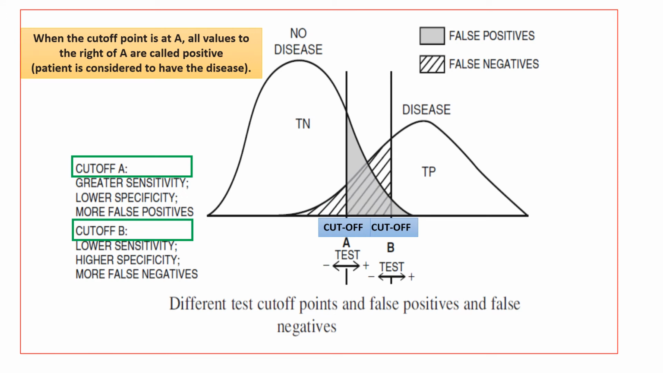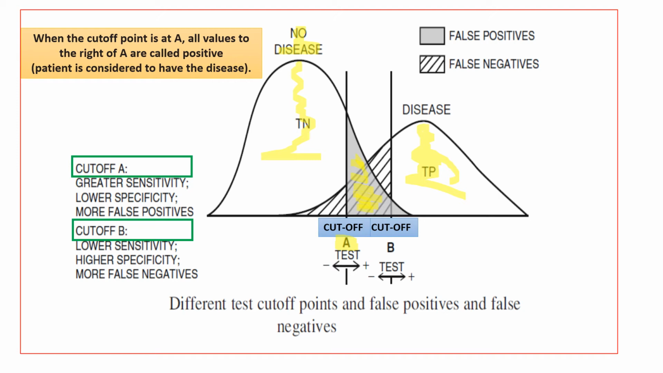In this shape also, you can see some true negatives, this part, or people without any disease. And also you can find some people with disease, or true positives. You can see this point A. When the cutoff value goes to the right, you can call all these people positive.